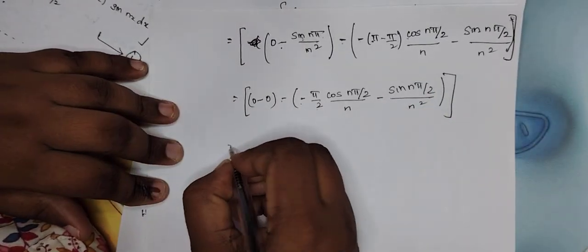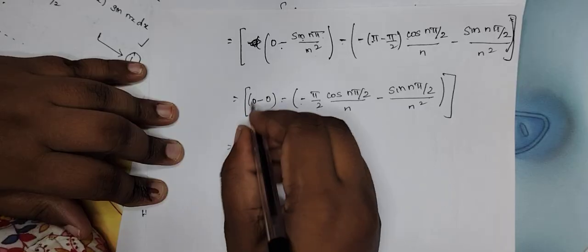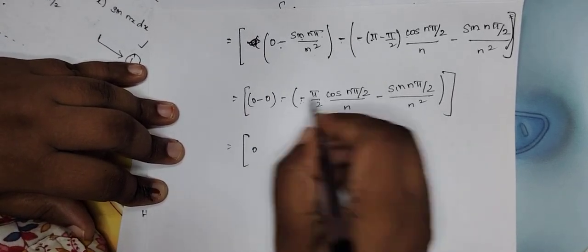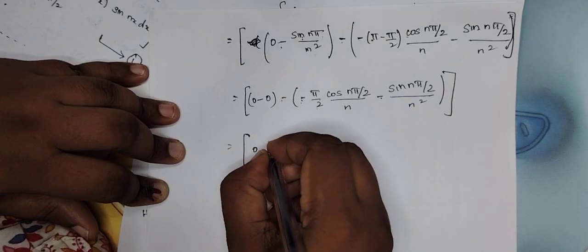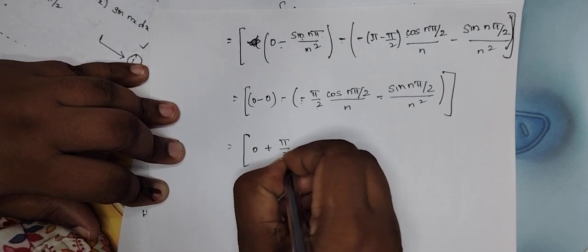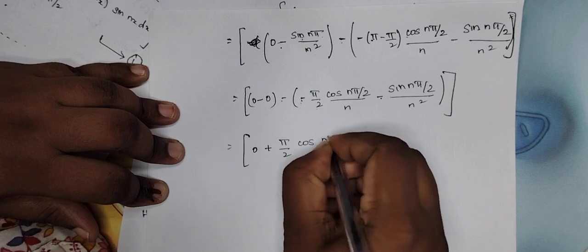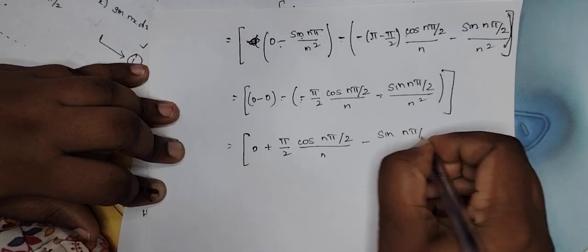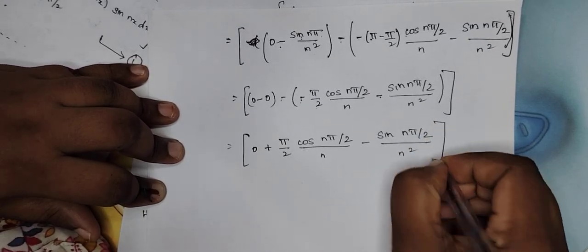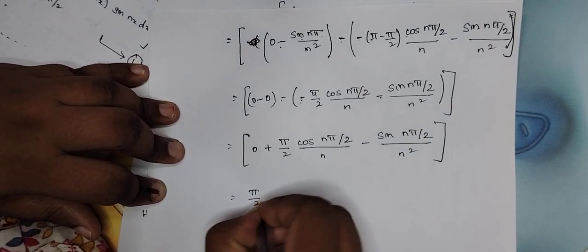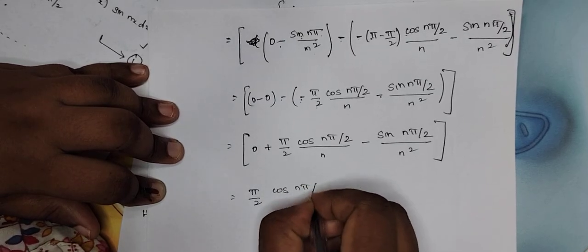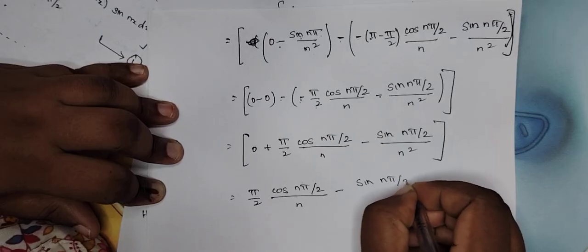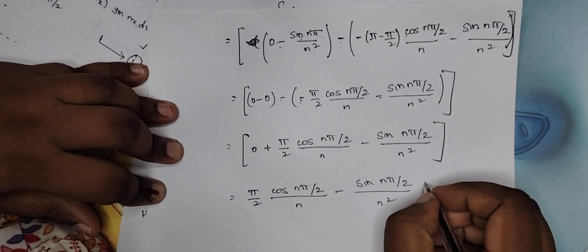Okay, so if I take this minus inside, this term is 0. If I take this minus inside, then this will become plus, this will also become plus. So it is pi by 2 cos n pi by 2 divided by n minus sine n pi by 2 divided by n square. This is my value of the second integral.